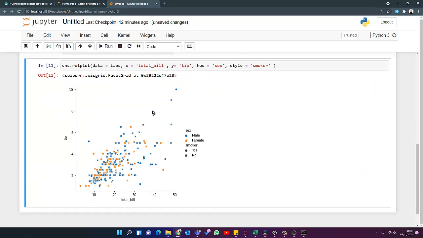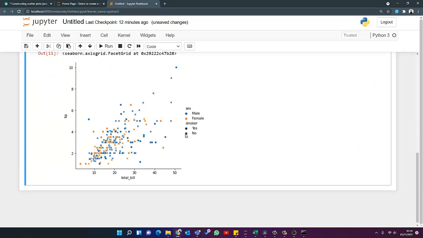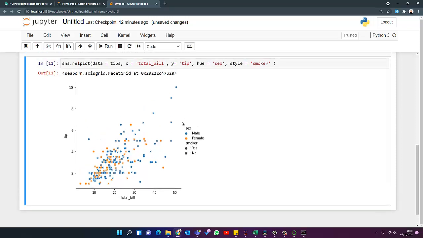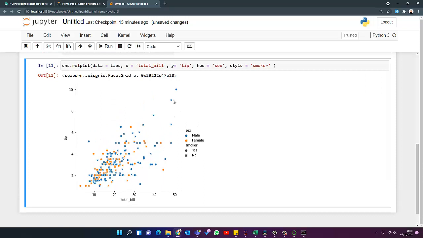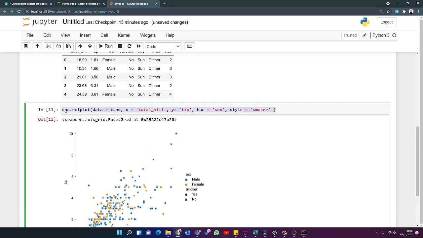It's showing very nicely that where there is a cross, it means that person is not a smoker. If it is round, it means yes, he is a smoker. So here we can see that most of the people are non-smokers, and there are a couple of people who are smokers, and they were also paying a good amount of tips. We can understand this scenario just by using one line of code.